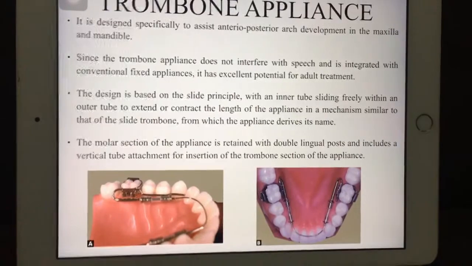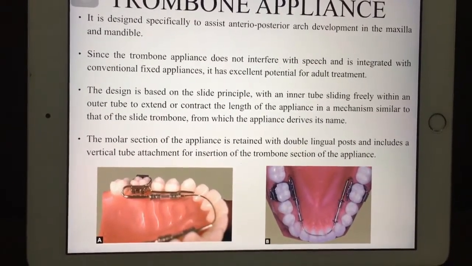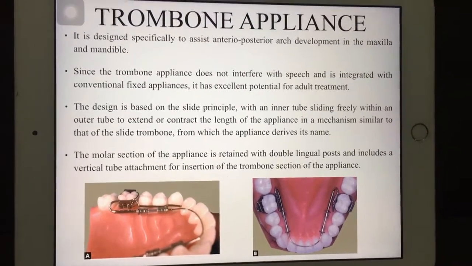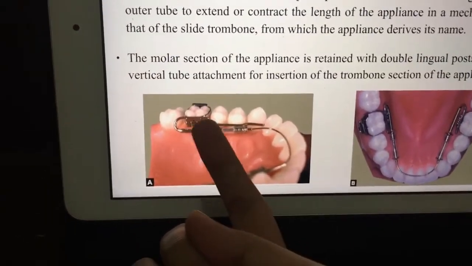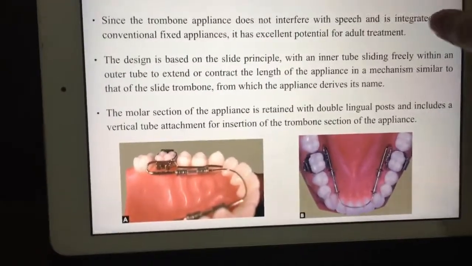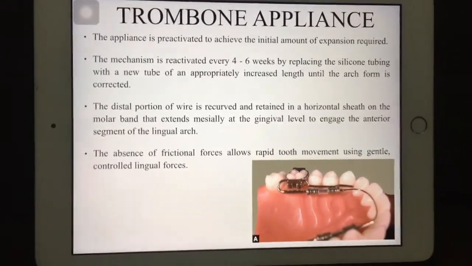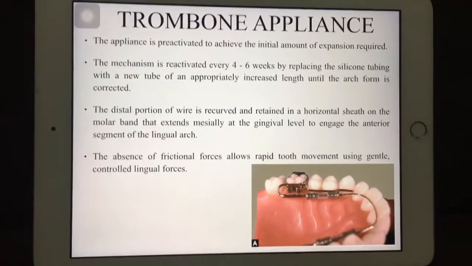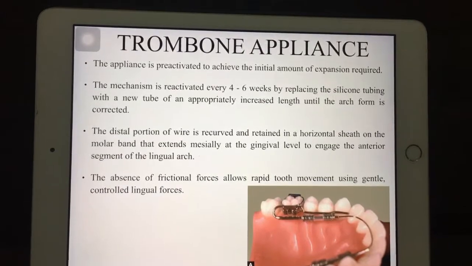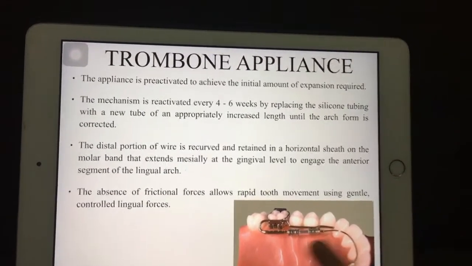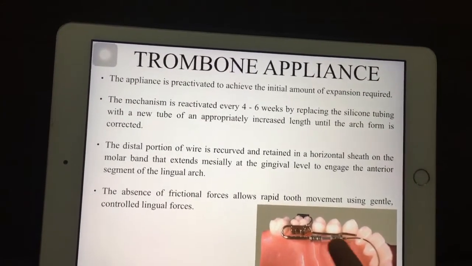So the molar section of the appliance is retained with a double lingual post and includes a vertical tube attachment for insertion of the trombone section of the appliance. So here, nandyan yung double lingual post. So the appliance is pre-activated to achieve the initial amount of expansion required. The mechanism is reactivated every 4 to 6 weeks by replacing the silicone tubing with a new tube of an appropriately increased length until the arch form is corrected.